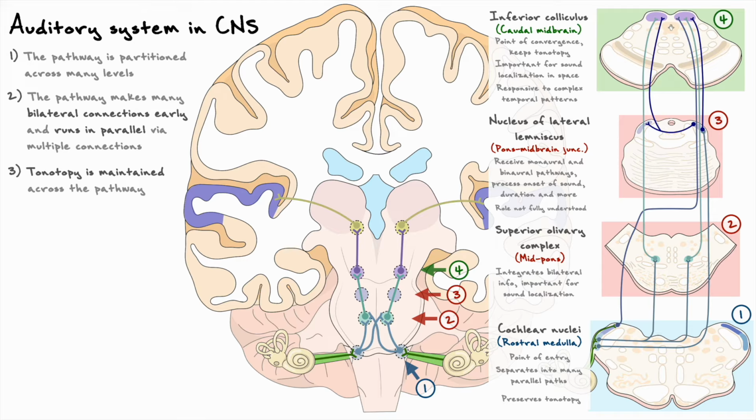Nonetheless, to get a general idea, the thalamus is often described as a relay station that sends all the subcortical signals to the cortex, and the cortex is part of the pathway that will do the heavy processing to generate our conscious perception of sound.